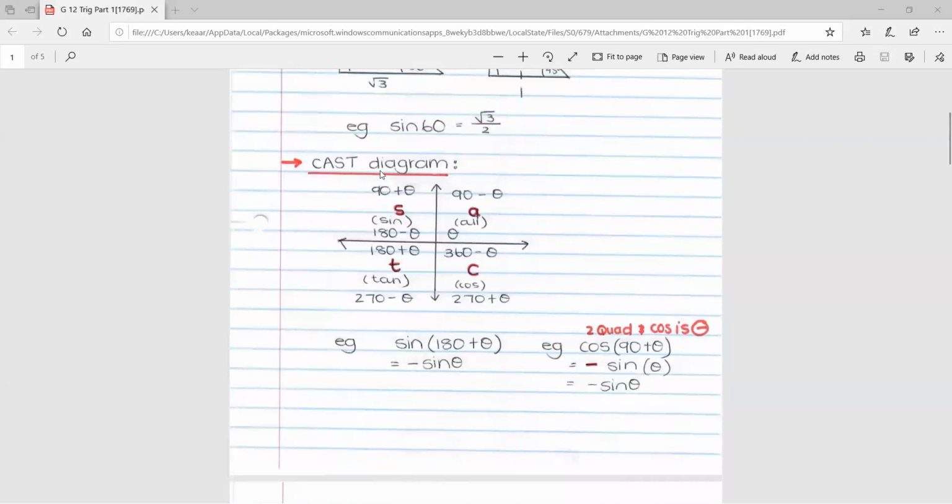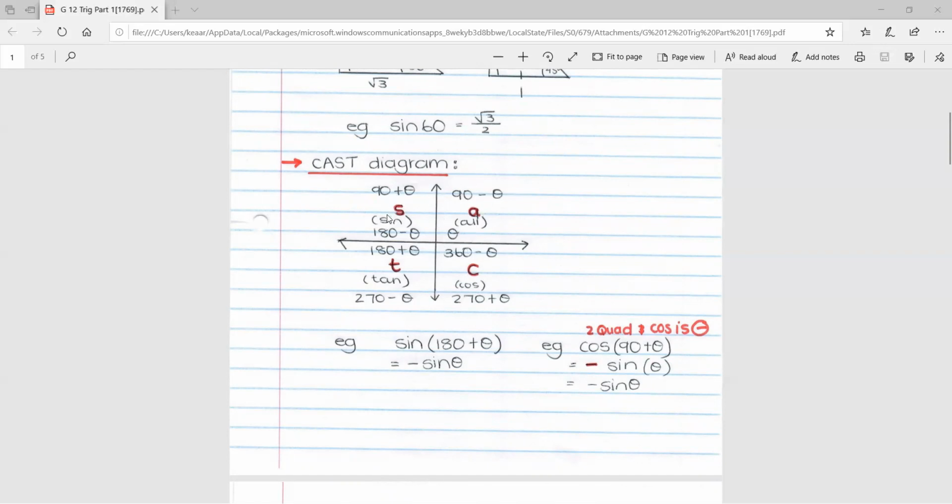We then move on to the CAST diagram, which is the Cartesian plane. And we start labeling in the fourth quadrant, so we use CAST. This stands for cos, all, sine, and tan. This just basically means in their respective quadrants, what is positive. So in the first quadrant, we have A, which is all. So that means all of the ratios are positive in the first quadrant.